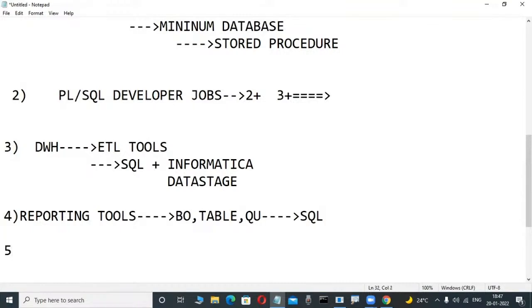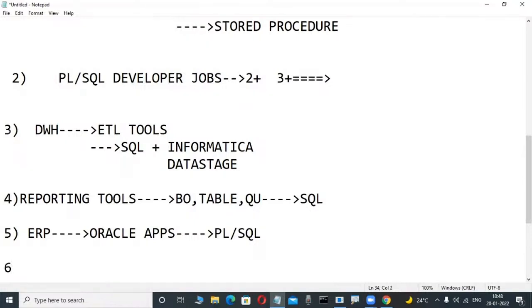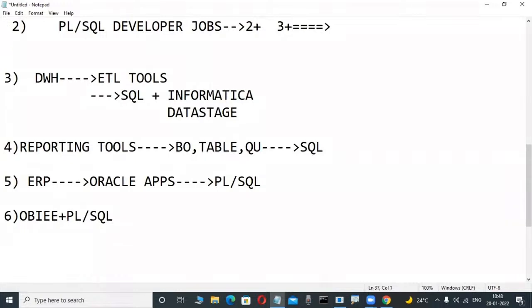Again, some programmers are interested in the ERP side. Oracle Apps is an ERP, just like SAP. Oracle Applications 11i is there. For these persons, very good knowledge of PLSQL is required, so they also learn these courses. Again, there are OBI programmers. OBI is a product, and there are PLSQL jobs with it. Those persons also learn these courses.